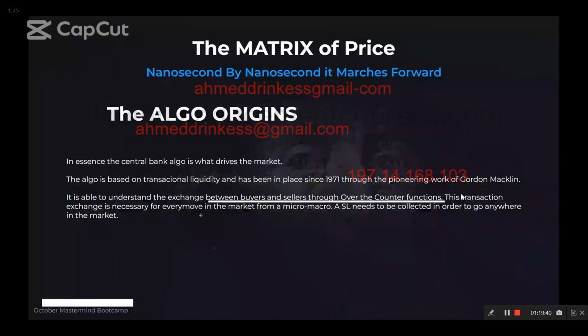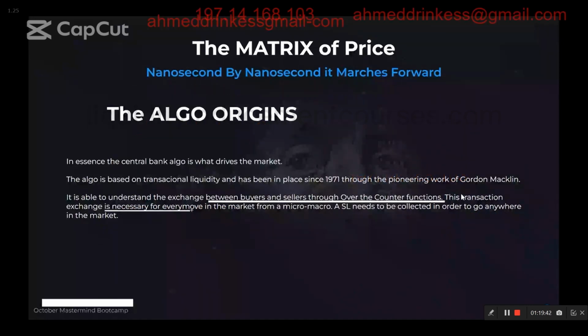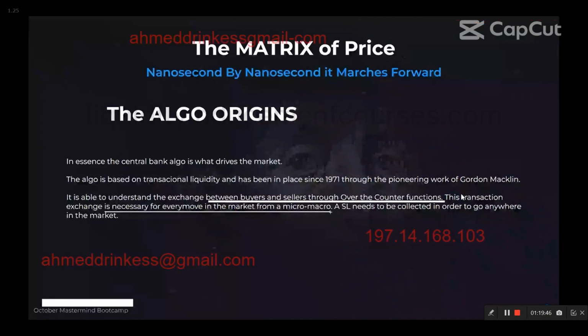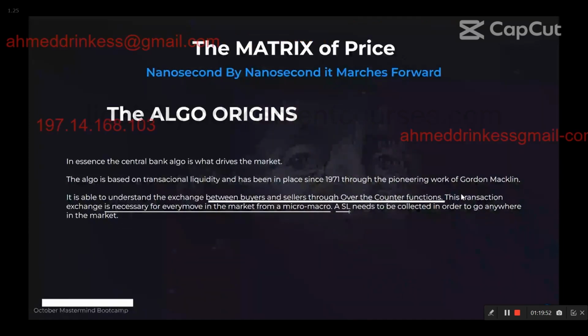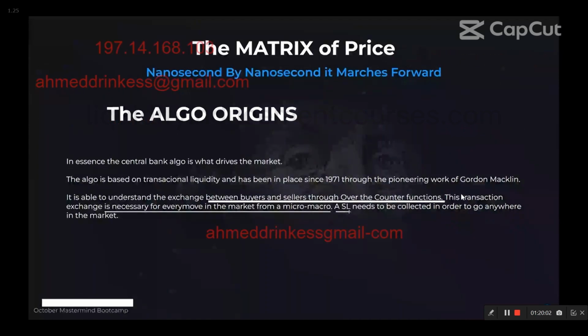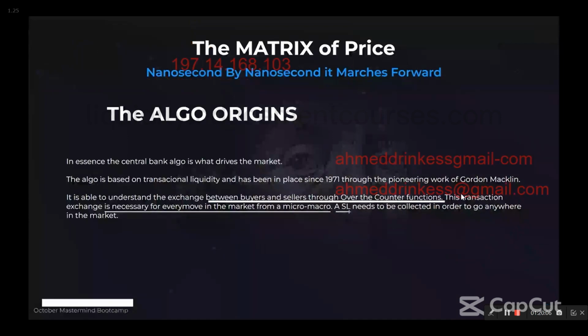This transaction exchange is necessary for every move in the market from a micro to a macro perspective. An SL, buy or sell, always needs to be collected in order to go anywhere. Whether it's 1 pip or 1 pipette, there always needs to be the conversion from buyers to sellers, because that fluctuation, that balancing of taking out a seller before a buyer and rinsing and repeating this process, is always going to ensure there's some form of fairness.